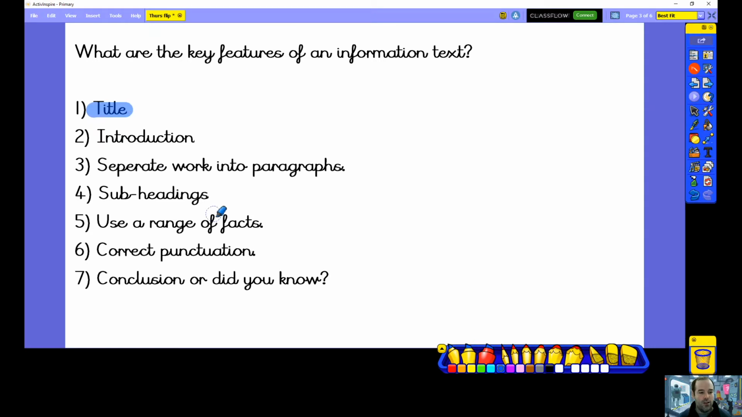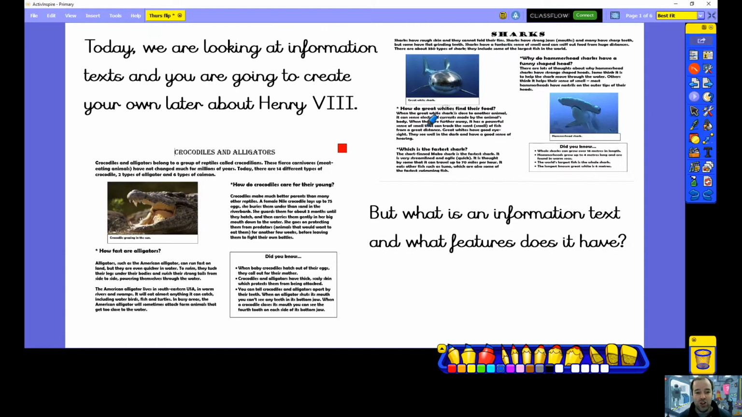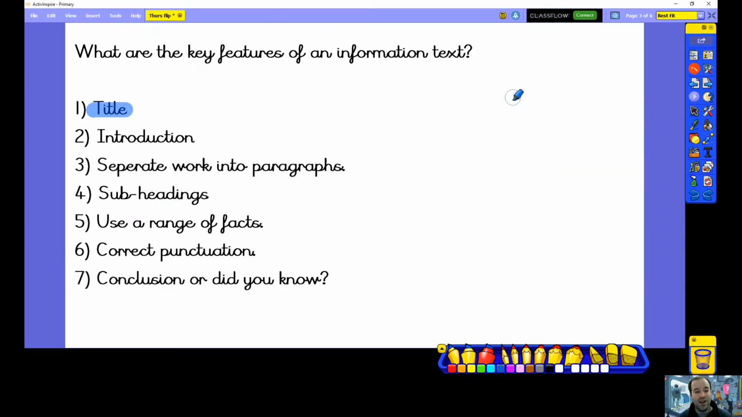That is number one. So a title at the top of your page, it usually goes in the middle, and the title generally tells you what it's about. So it can actually be a really simple title. If we look back to our examples here, one says sharks and one says crocodiles and alligators. It's nothing more complex than that. It's really, really straightforward. The title just generally tells you what the information text is going to be about.